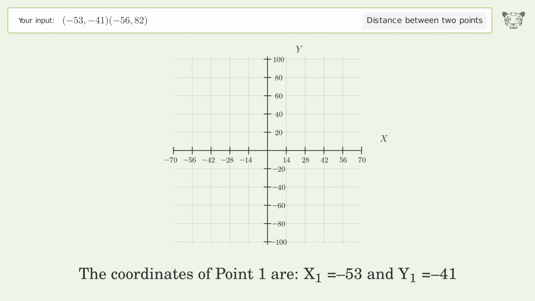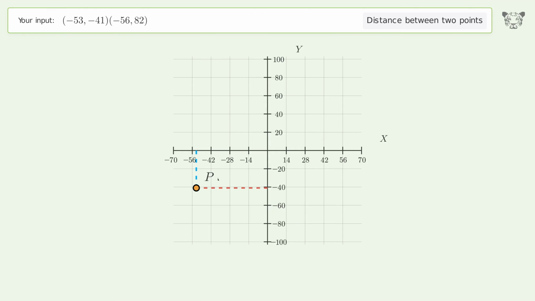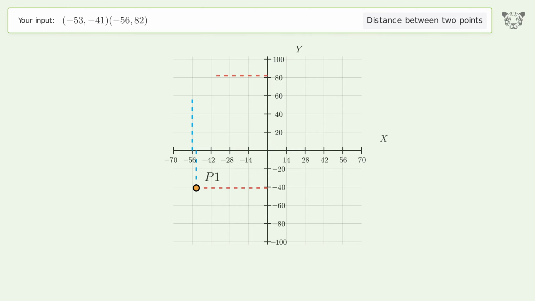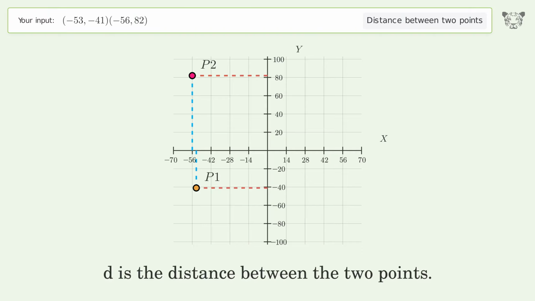The coordinates of point 1 are x1 equals -53 and y1 equals -41. The coordinates of point 2 are x2 equals -56 and y2 equals 82. D is the distance between the 2 points.